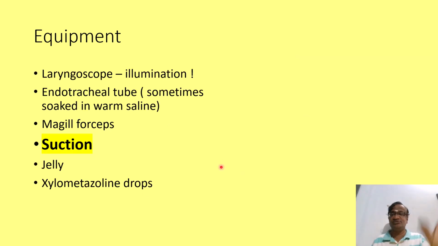Preparation of the laryngoscope is very important, and preferably have two, because as soon as you introduce the tube into the nose you will see only blood. So be ready with suction and one or two laryngoscopes. Sometimes people soak the tube in normal saline, and use jelly and xylometazoline drops if there are no gross contraindications. Put the drops in at least 5 to 10 minutes earlier, otherwise they will not act, and use jelly and a good laryngoscope.